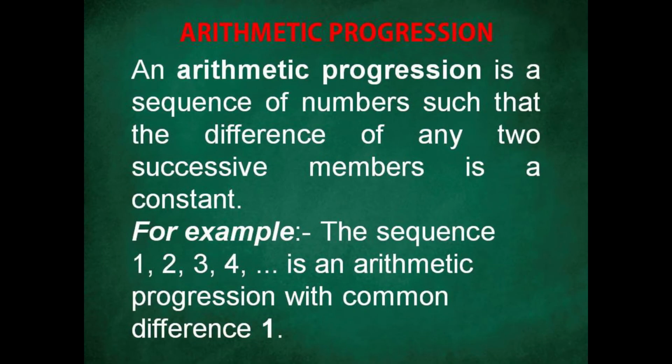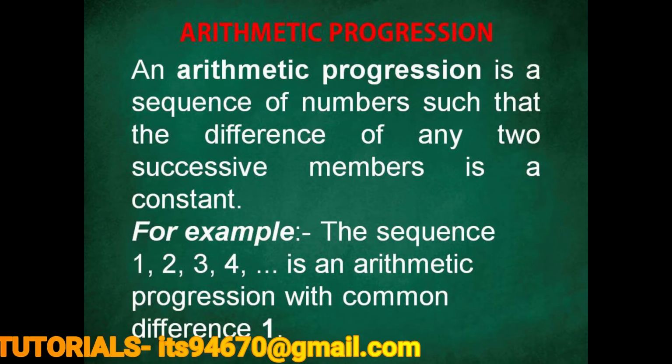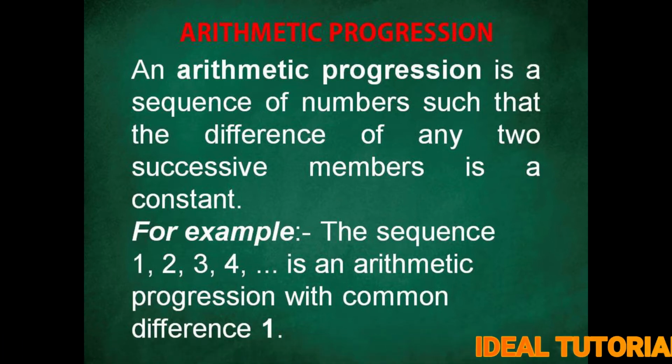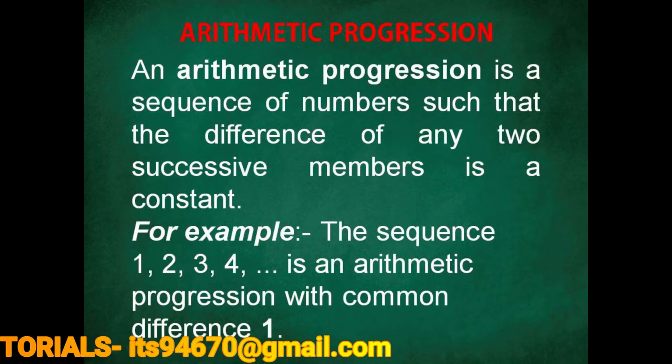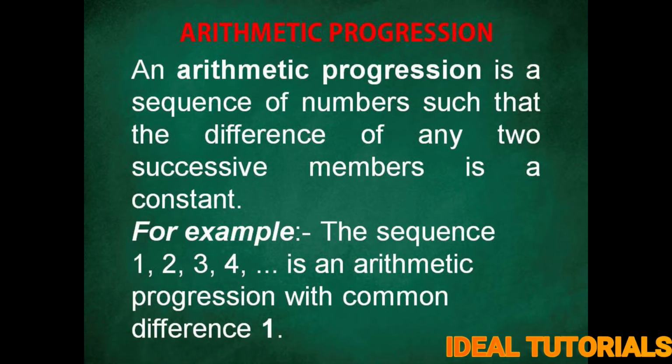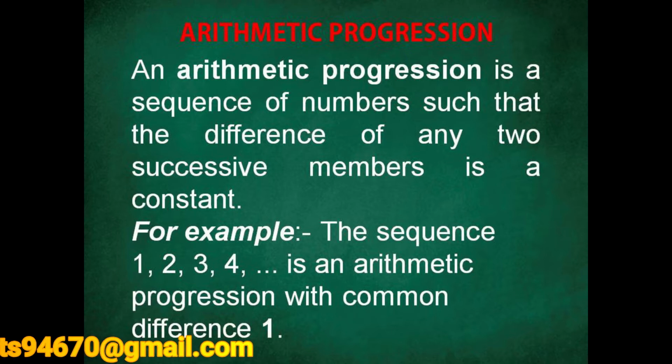Progression. An arithmetic progression is a sequence of numbers such that the difference of any two successive numbers is a constant. For example, the sequence 1, 2, 3, 4 is an arithmetic progression. Its common difference is 1.